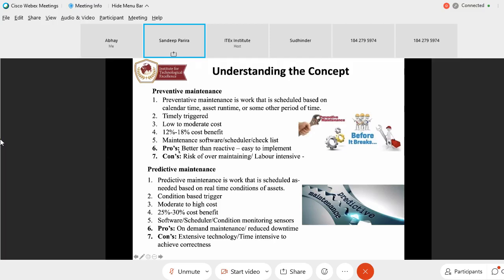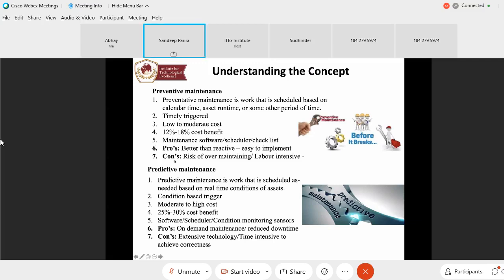What are the pros of preventive maintenance? It's better than reactive maintenance, which means you're not reacting after something fails. And second, it is easy to implement. The pros of predictive maintenance are that it's an on demand maintenance. It reduces the downtime, because you can predict that something might fail, and that means it can reduce the downtime.